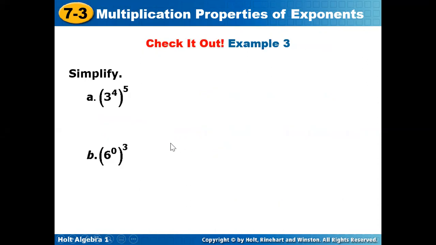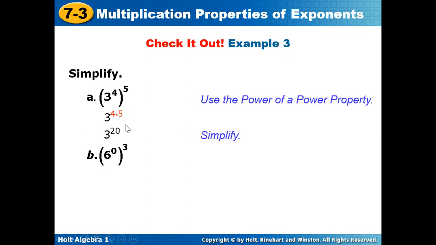Simplify this. Pause it, simplify it, come back. Remember all the things you know. All right. Since we have this term in parentheses, we're going to multiply our exponents. 3 to the 20th power, right?